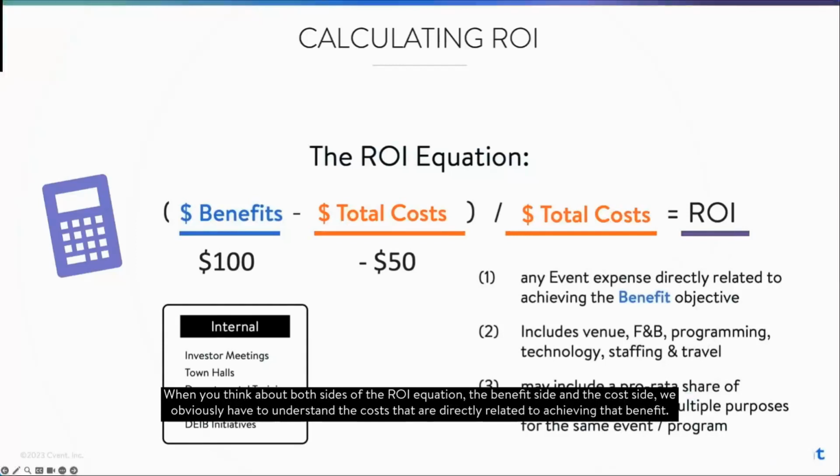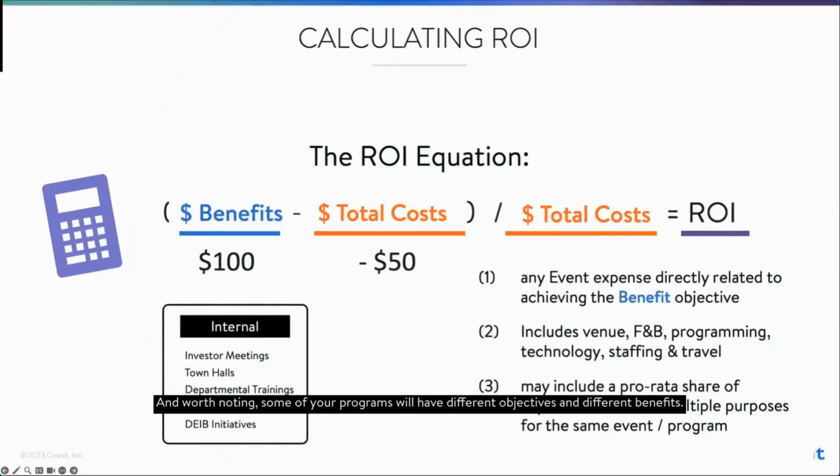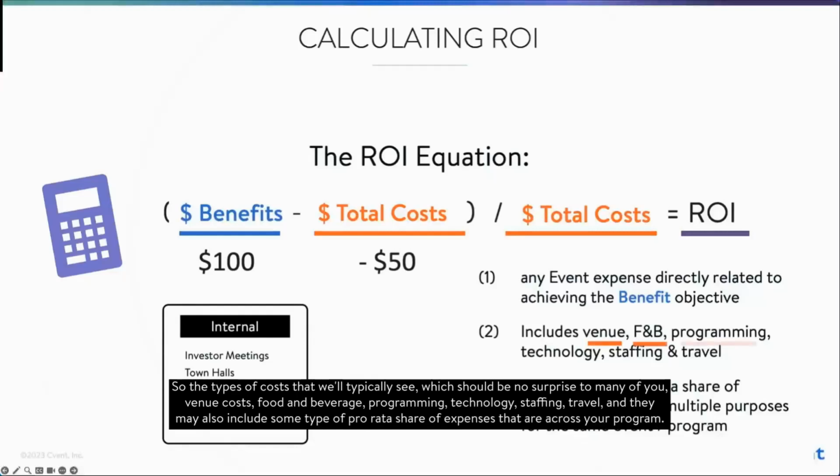When you think about both sides of the ROI equation, the benefit side and the cost side, we obviously have to understand the costs that are directly related to achieving that benefit. And worth noting, some of your programs will have different objectives and different benefits. So we want to isolate the costs as best we can down to that meeting or event that is different from one another. So the types of costs that we'll typically see, which should be no surprise to many of you: venue costs, food and beverage, programming, technology, staffing, travel.